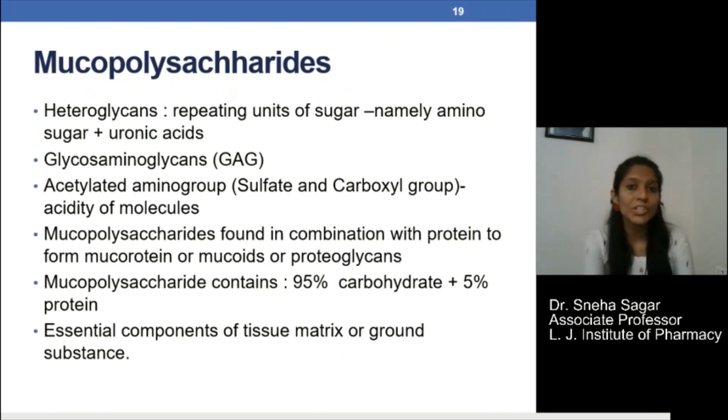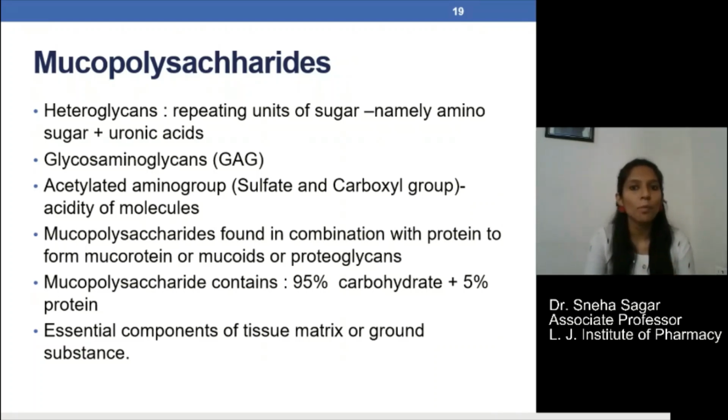Next, we are going to discuss heteropolysaccharides. When polysaccharides are composed of different types of sugars or their derivatives, they are referred to as heteropolysaccharides or heteroglycans. The first example is mucopolysaccharides. Mucopolysaccharides are heteroglycans made up of repeating units of sugar derivatives, mainly amino sugars and uronic acids.